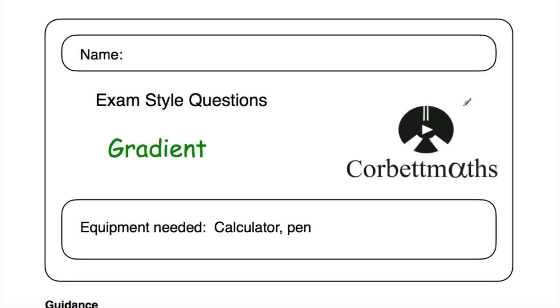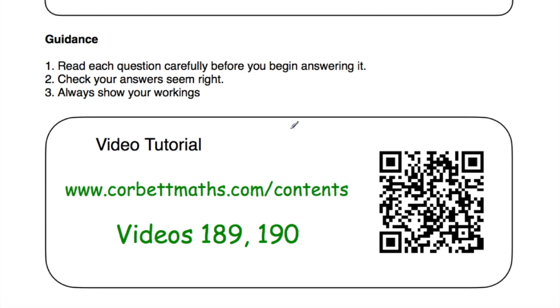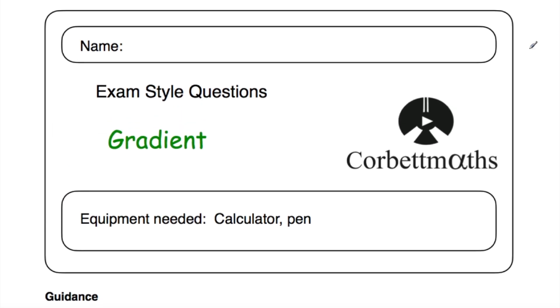So these have been the video solutions to the Corbettmaths Practice Questions on the gradient. If you need any extra help on the gradient, go to the videos and worksheets section of the website and scroll down to video numbers 189 and 190, where there are dedicated video tutorials on the gradient. Alternatively, you can scan this QR code. But in this video, we went through the video solutions to the practice questions.